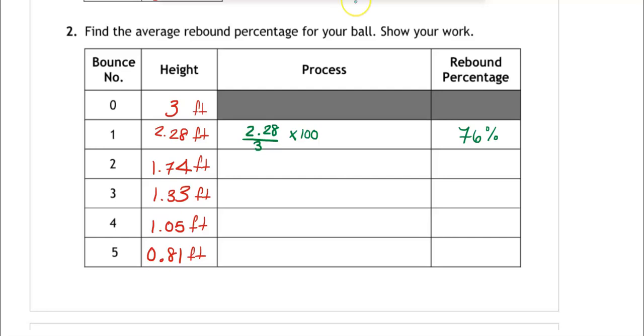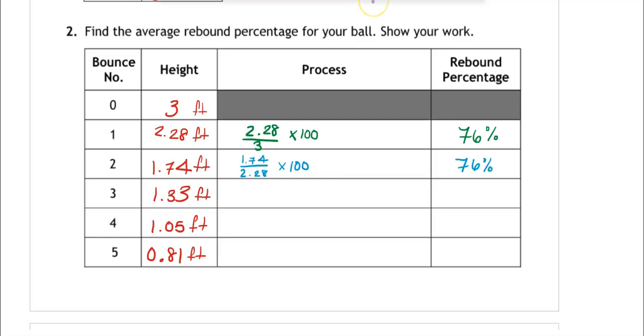So the next one, I have 1.74. So I would do 1.74, and I would divide that by the bounce previous. I'm not dividing by 3. I'm going to divide by the 2.28. It's the one immediately before. So I'm comparing how much this second bounce compares to the first bounce. Well, if I do 1.74 divided by 2.28 and I multiply by 100, I get 76%.